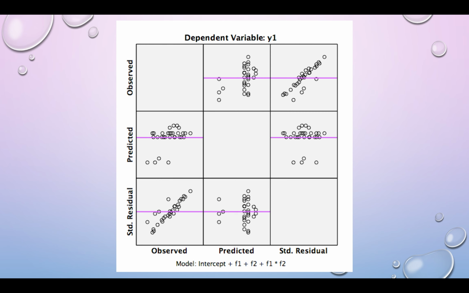Dichotomous dependent variables may be a contributing factor of heteroscedasticity according to King. And that is the end of my Module 3.